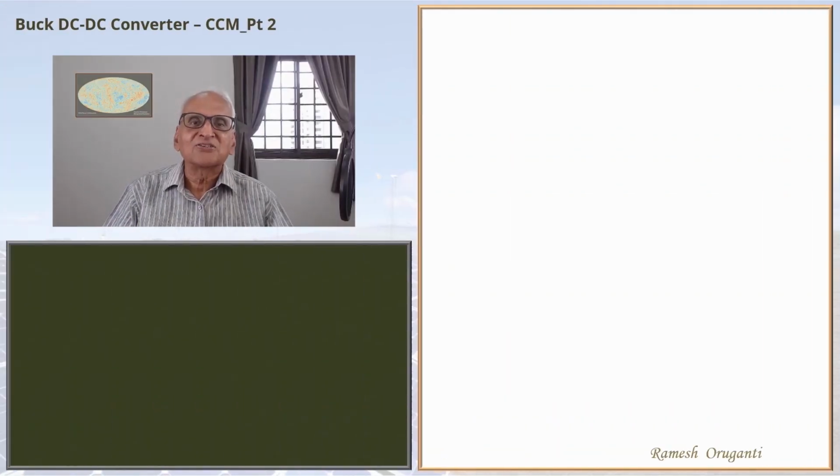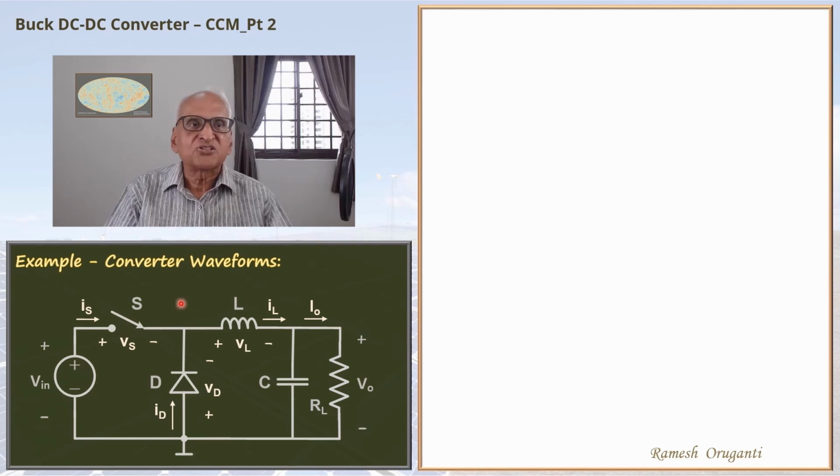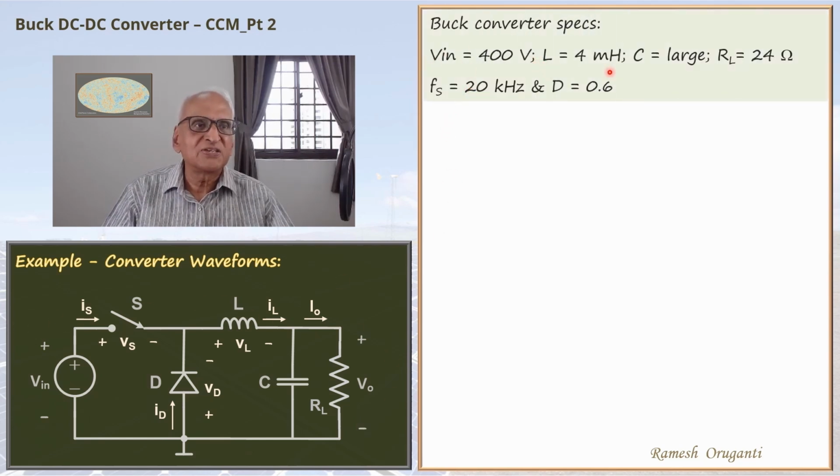Next, we will see a straightforward example of plotting the waveforms. This is the circuit diagram. The specifications are given as follows. V_in is 400 volts, L is 4 millihenry, C is large. Unless you are calculating the ripple voltage, you don't need the C. You just need to assume that it is large so that the DC voltage is constant. R_L, the load, is a resistance and it is 24 ohms. Sometimes in working out the design, you may consider the load to be a resistance. It doesn't mean that you actually take a resistance and connect it to a DC-DC converter.